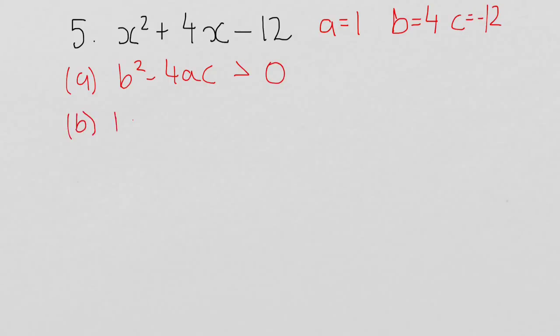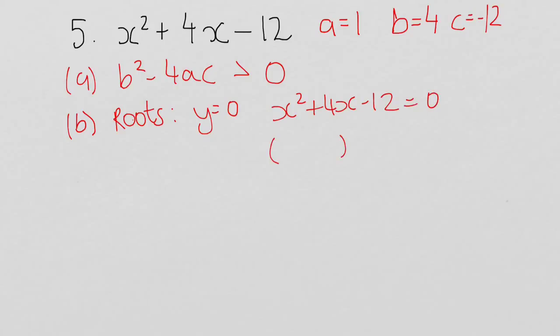Part B, you want the roots, so where the graph cuts the x-axis, at this point y will equal 0, which means x squared plus 4x minus 12 will equal 0. You can then factorise that, and you'll get 2 values of x, and therefore 2 sets of coordinates.